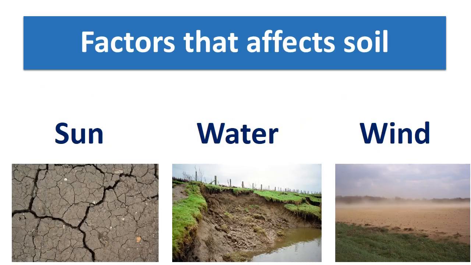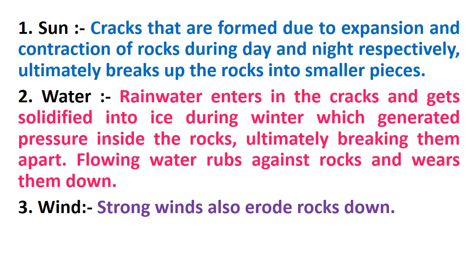What are the factors that affect soil? There are three factors that affect the formation of soil: sun, water, and wind. Sun: cracks that are formed due to expansion and contraction of the rocks during day and night respectively ultimately break up the rocks into smaller pieces. So this is how the soil formation takes place due to the action of sun.